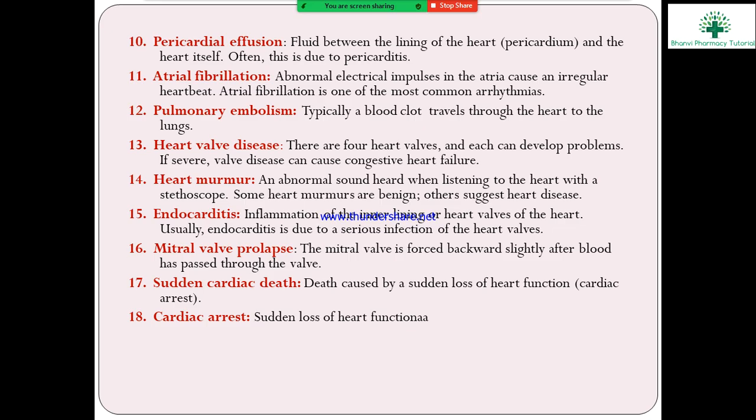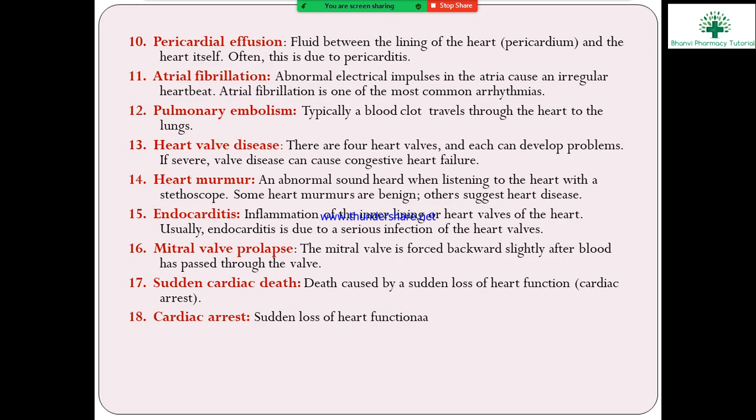Next, heart murmur. What is a heart murmur? It is an abnormal sound heard when listening to the heartbeat with a stethoscope. The normal sound is lub dub, lub dub. Some heart murmurs are benign, others suggest the start of heart disease. Next, endocarditis, inflammation of the inner lining of the heart valves, usually due to a serious infection of the heart valves.